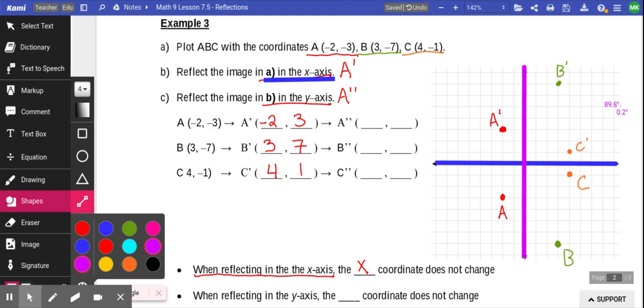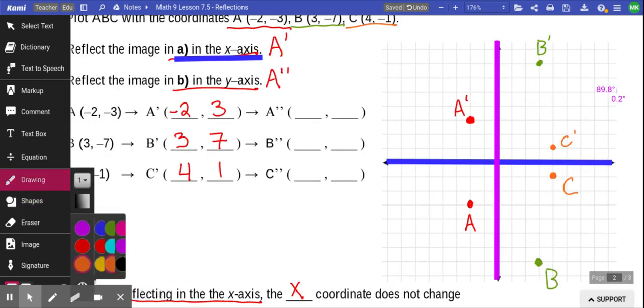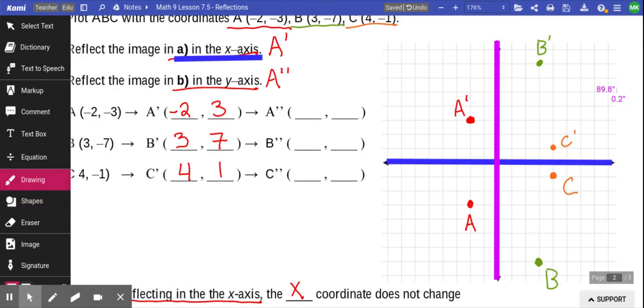I'm going to just keep going. So I'm going to take A prime and move it over. I'm going to reflect A prime to the other side. It's 1, 2 away. That means I should be 1, 2 away. This is now A double prime.